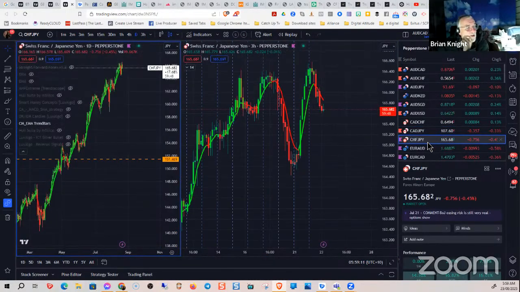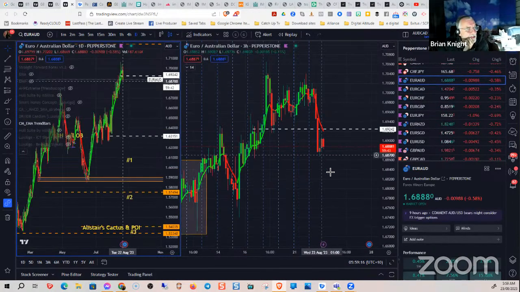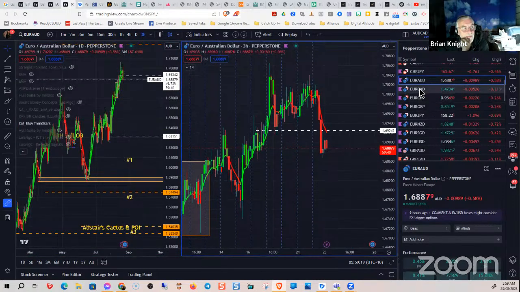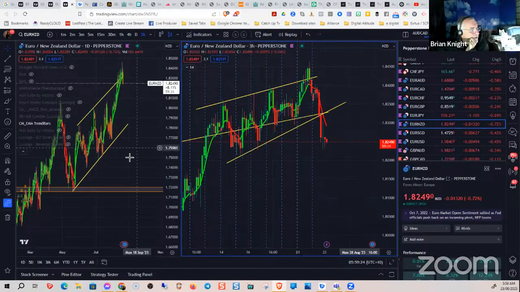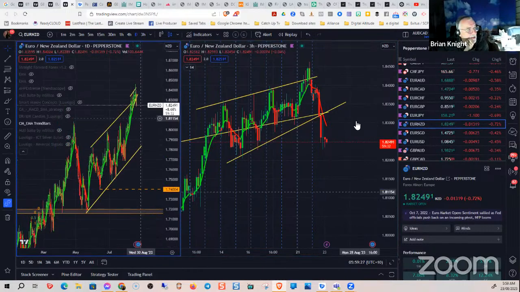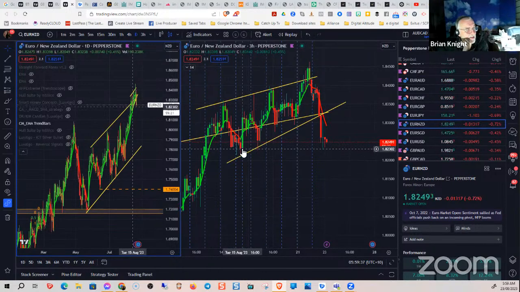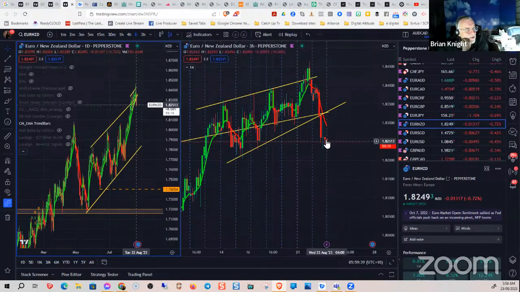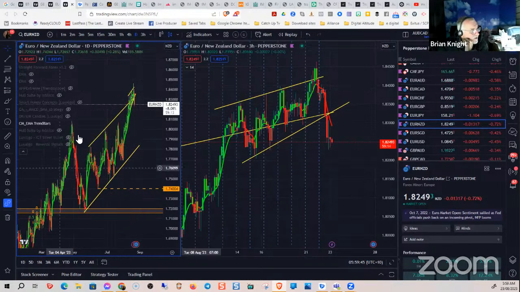CHF JPY, I don't tend to trade that. Euro AUD, that's going into sell now. Euro AUD and Euro NZD overall are in buy trends on the daily. This pullback now has broken structure, broke there, it's matched out there. It hasn't broken this yet. It's come down there and touched it. We'll see whether it does break structure and whether the euro goes into this sort of sell.